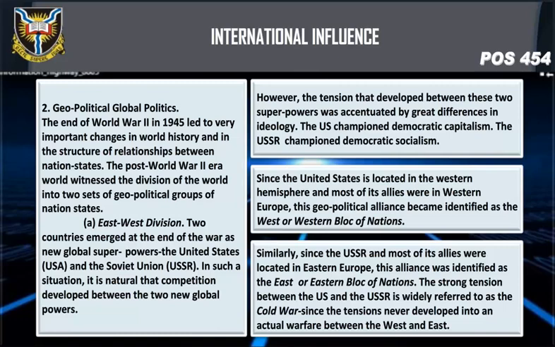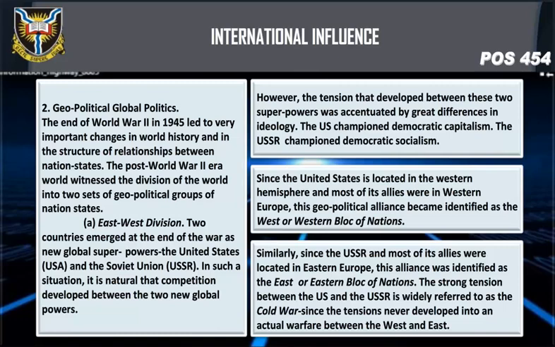The end of World War II in 1945 led to very important changes in world history and in the structure of relationships between nation-states. The post-World War II era world witnessed the division of the world into two sets of geopolitical groups of nation-states. First, East-West division. Two countries emerged at the end of the war as new global superpowers, the United States (USA) and the Soviet Union (USSR).